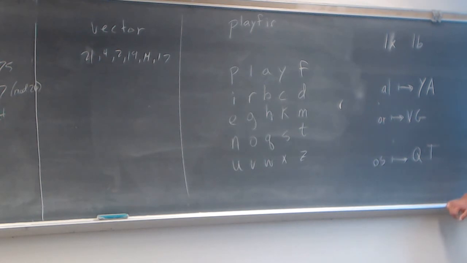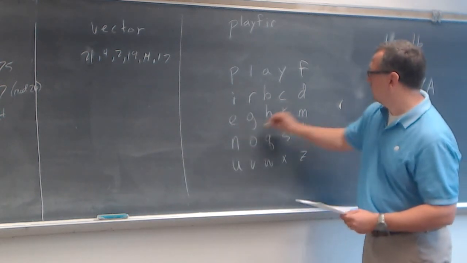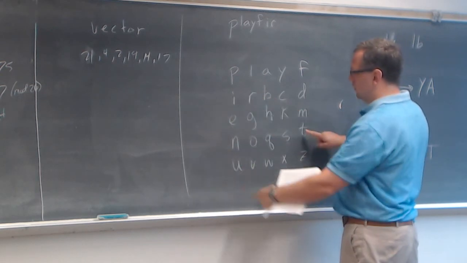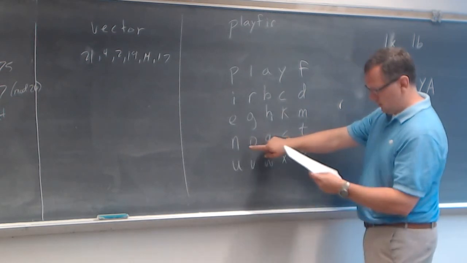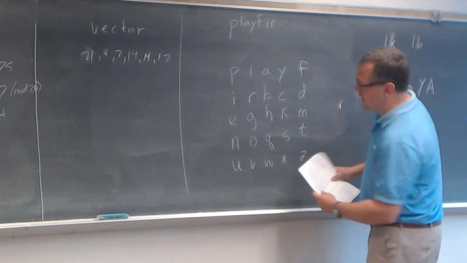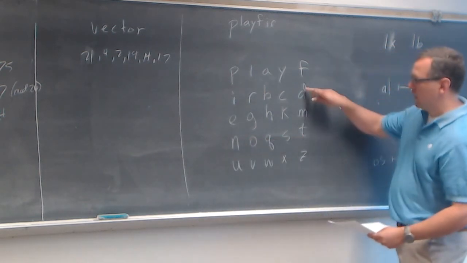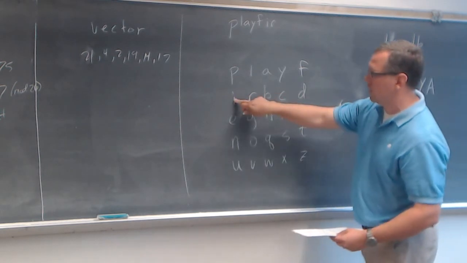All right, the last case is what if they're not in the same row and not in the same column? So like ND: N is here and D is here. So you just make a rectangle. N gets sent to the letter in the same row as N and the same column as D, which is T. So N gets sent to T, D gets sent to I.